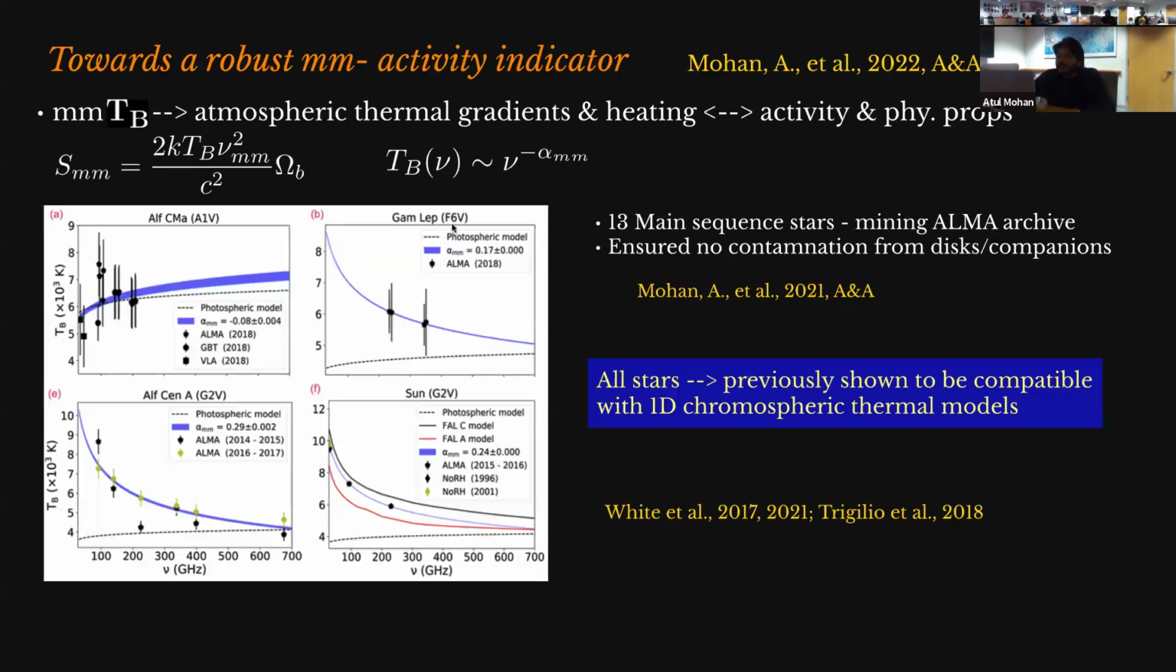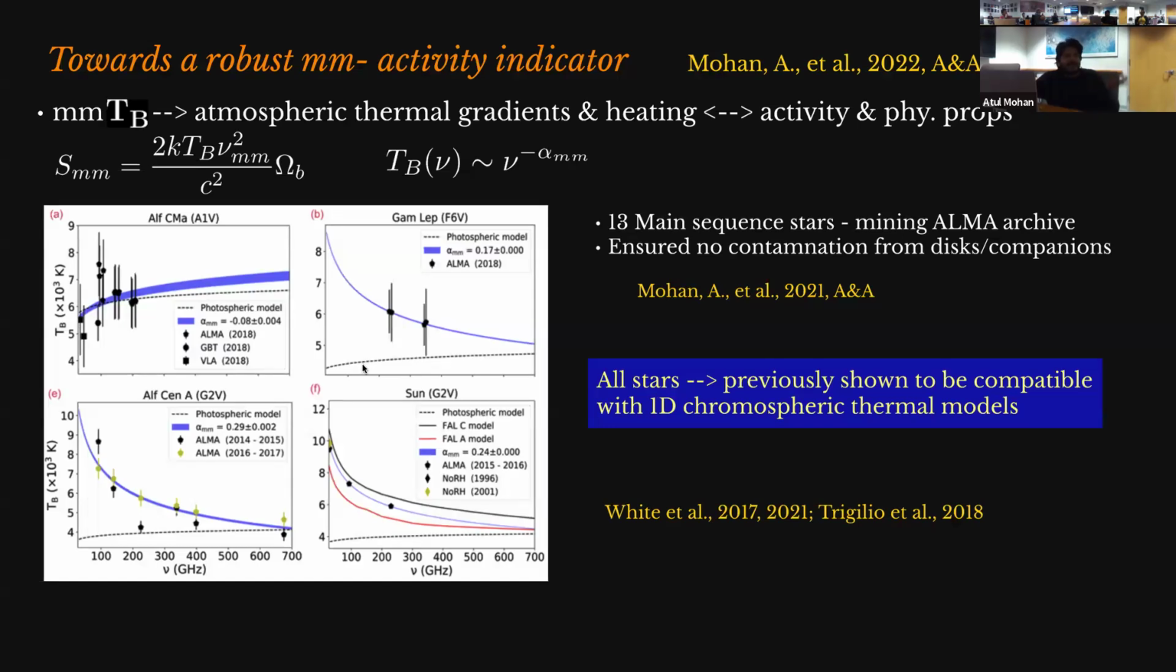So when you start going to F dwarfs and lower mass stars, you can see that there is a significant increase in the temperature with lower and lower frequencies. And for comparison, what we have in this dotted line is a photosphere-only emission model from PHOENIX. Okay, so Sirius A aligns very well with the PHOENIX model with a purely photospheric emission, but all the others deviate strongly from the PHOENIX model.